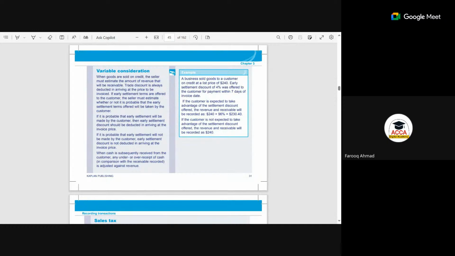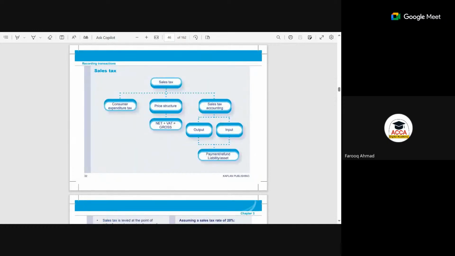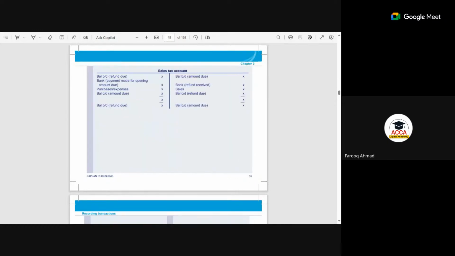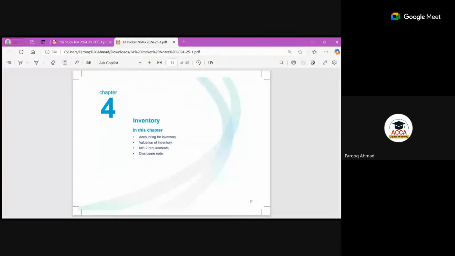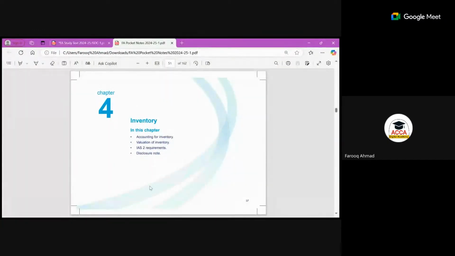You need to memorize this, sales tax, these types of questions. Now be ready, the questions are coming in this area. So let's see in the next chapter.